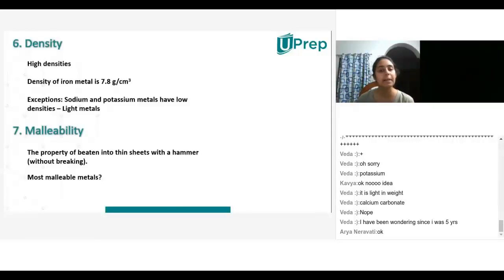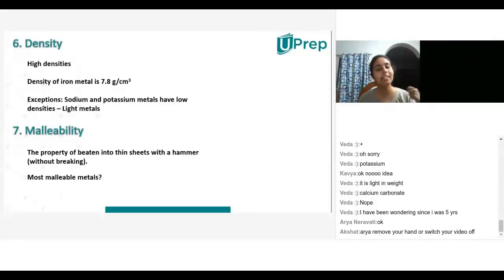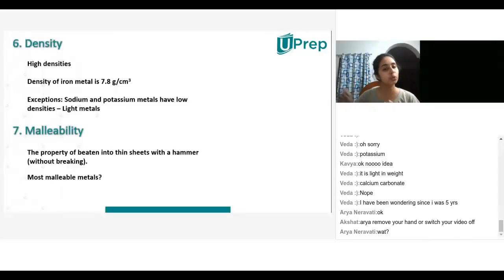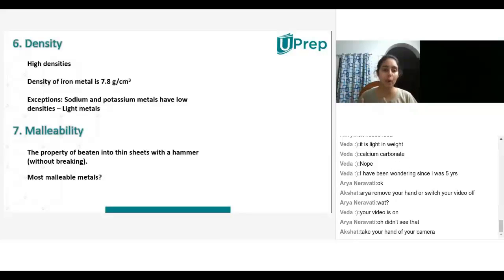Okay, yes. Malleability. Somebody mentioned that the property of being beaten into thin sheets with a hammer without breaking is called malleability. And the hammer that you use to beat these metals into thin sheets is called a mallet, M-A-L-L-E-T. So the next time you get confused between ductility and malleability, remember DD: ductility is drawing into wires, malleability is malleting. With the help of a mallet, you make sheets out of the metals.